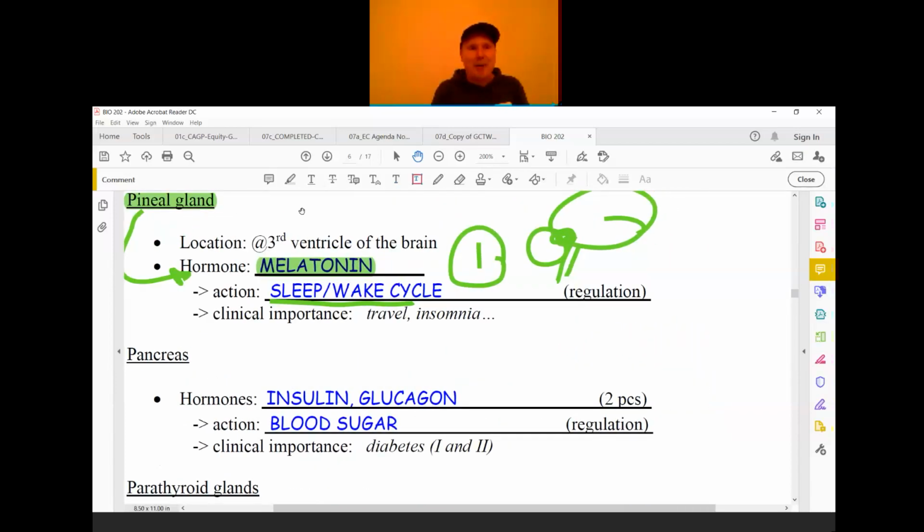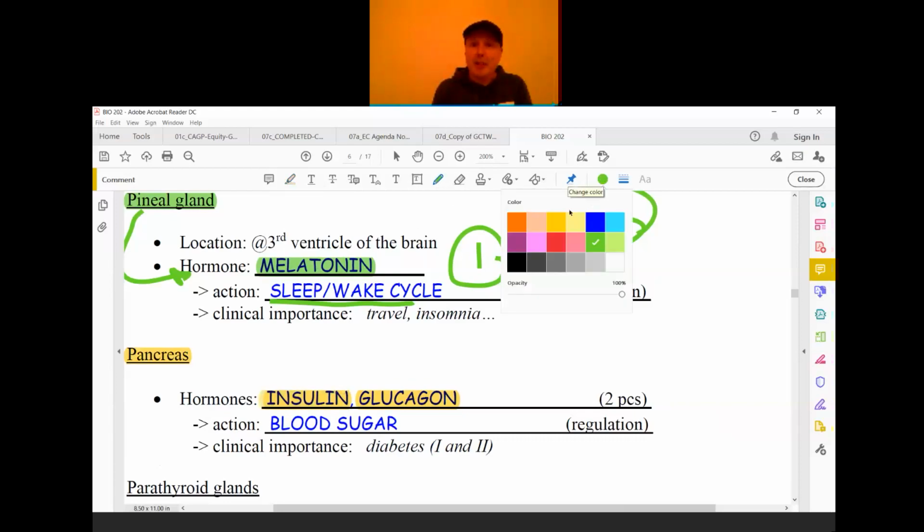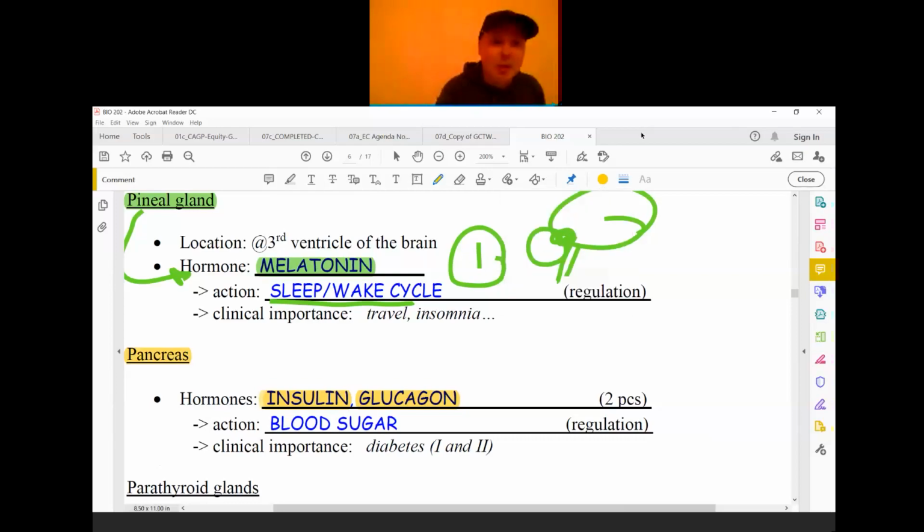We already touched upon the pancreas earlier on. I mentioned that it was the odd one. That was the one where we had both endocrine and exocrine function. Well, this time, because we are focusing on the endocrine functions, we're looking at the hormones. The two hormones that I want you to know from the pancreas are going to be insulin and glucagon. What they do is help to regulate the blood sugar levels.